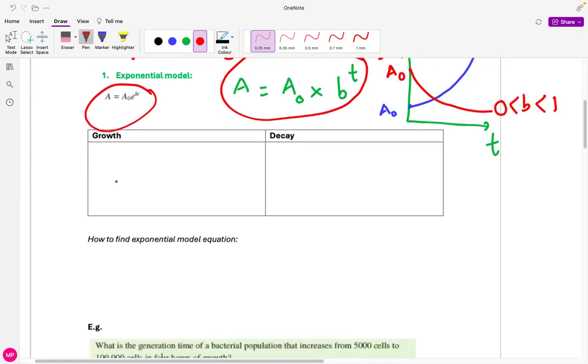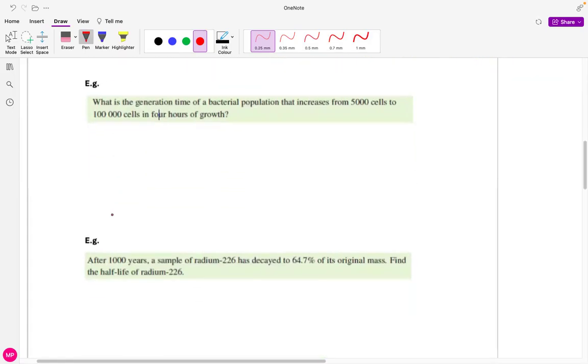All right. Now we're going to do some examples together to see how we apply this. In all of these questions, I will use the second form because it's easier and faster to use: A0 times b to the power of t.